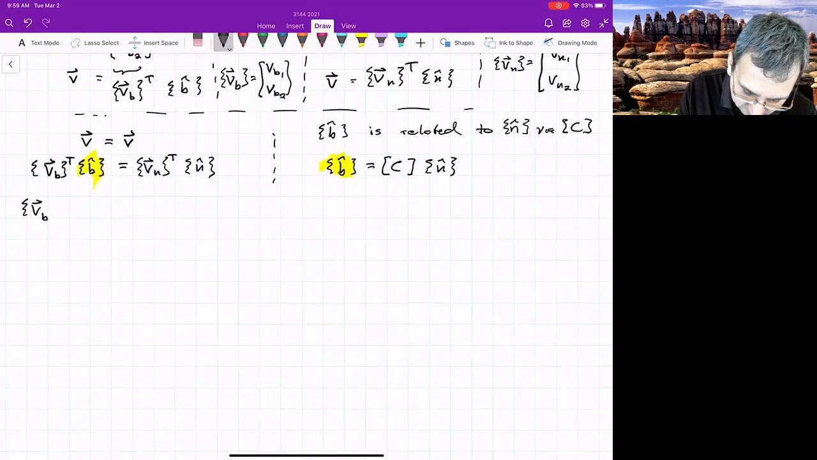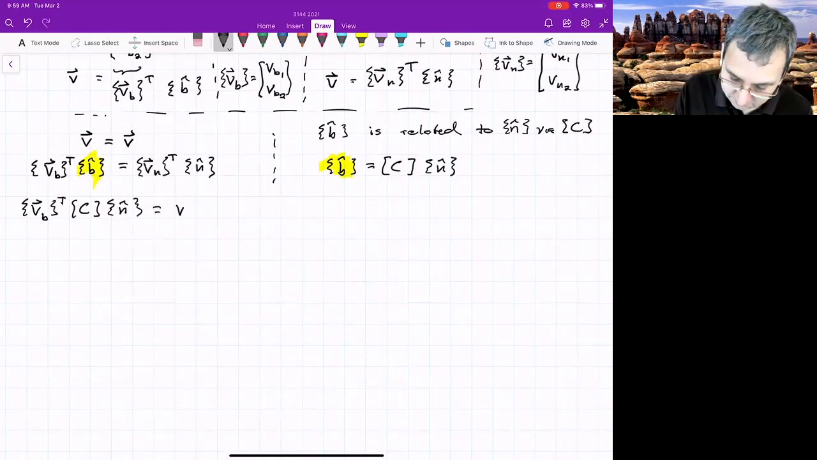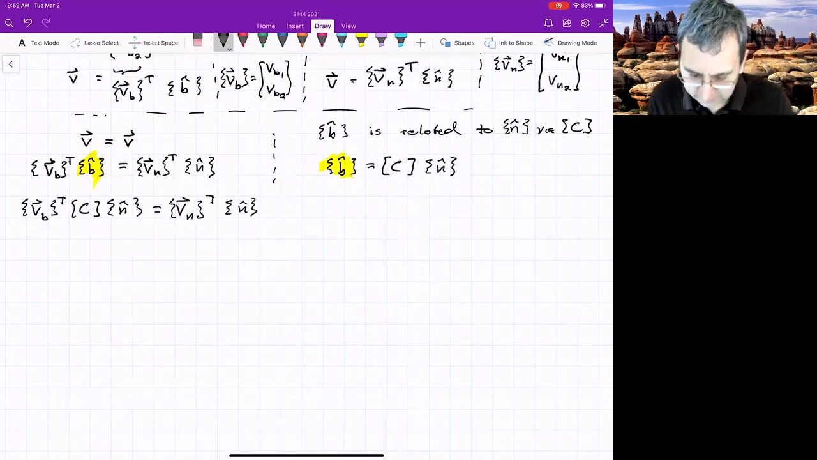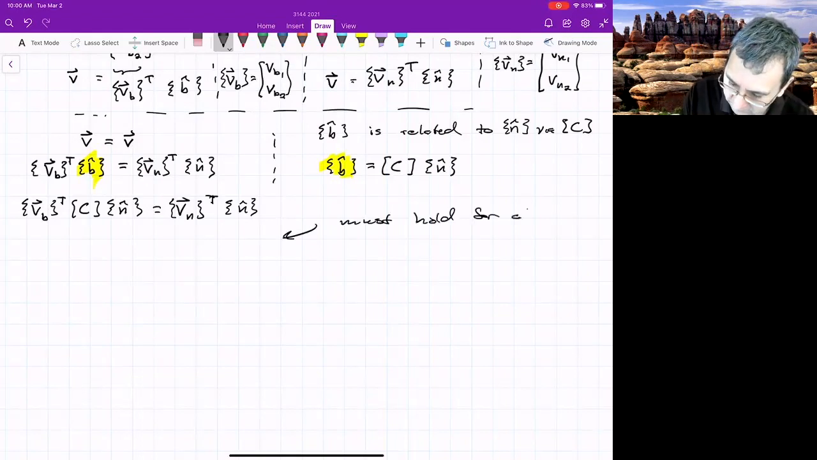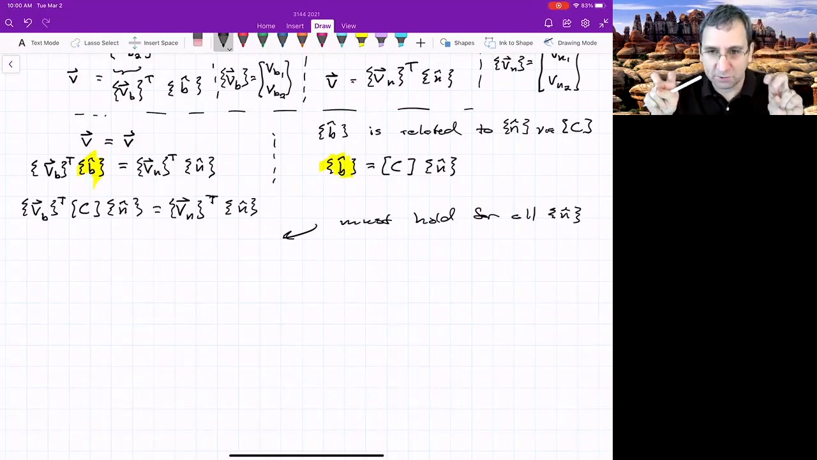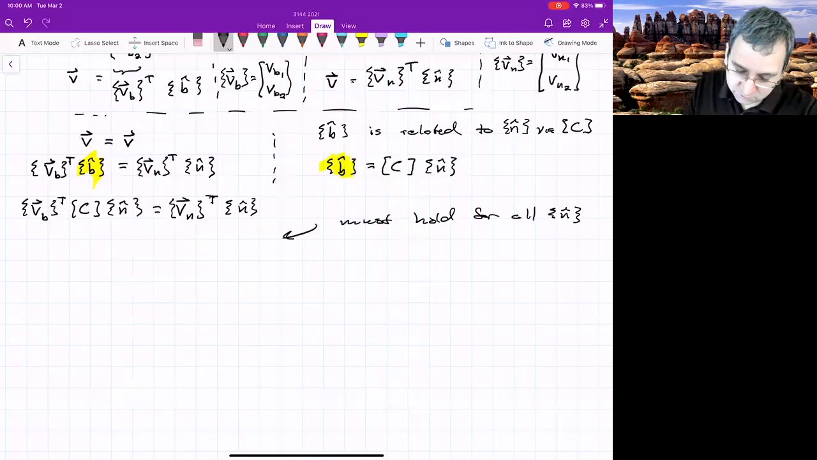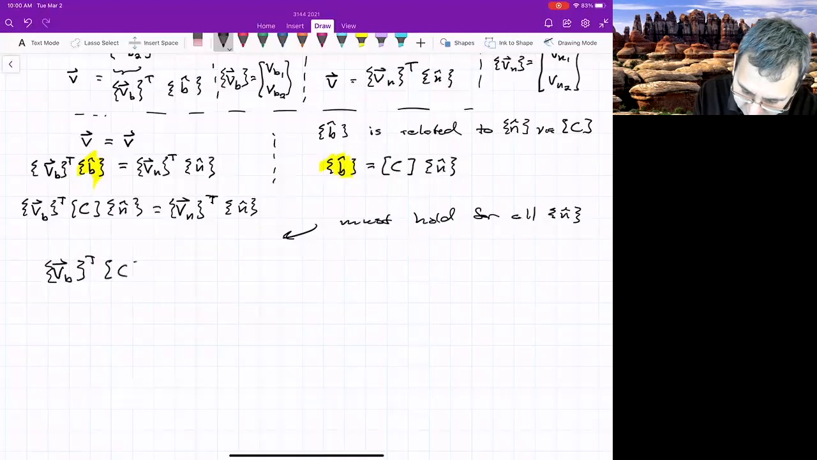This is V_B transpose C matrix N, that's the left-hand side. Right-hand side stays the same, V_N transpose N. And this needs to hold for all sets of basis vectors N. This is a technical math thing. You might just already see what's going on. I can basically cancel out the N's, but it holds for all N. Meaning that V_B transpose C equals V_N transpose.